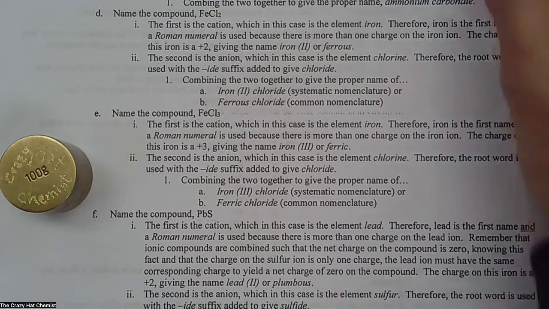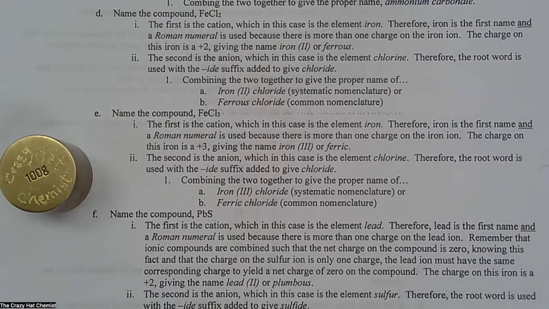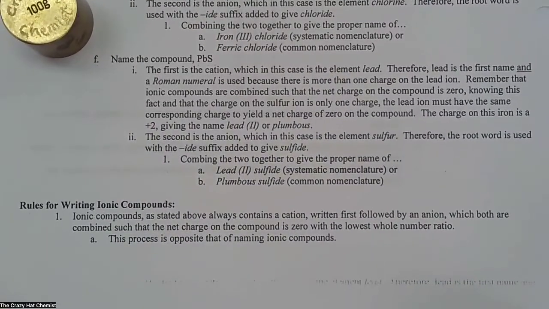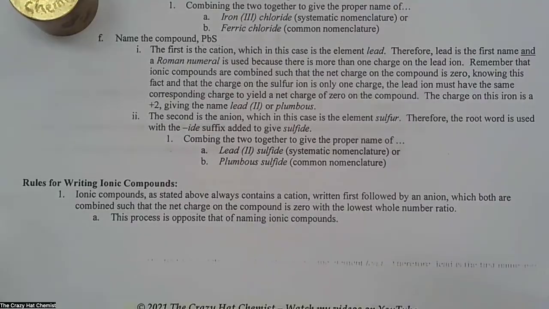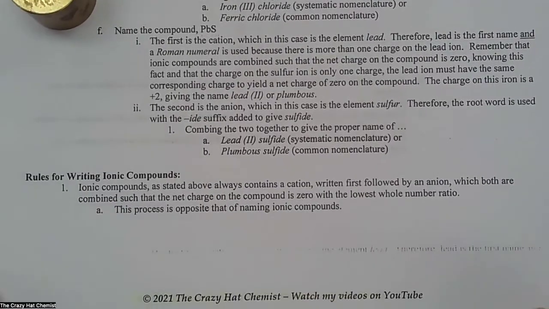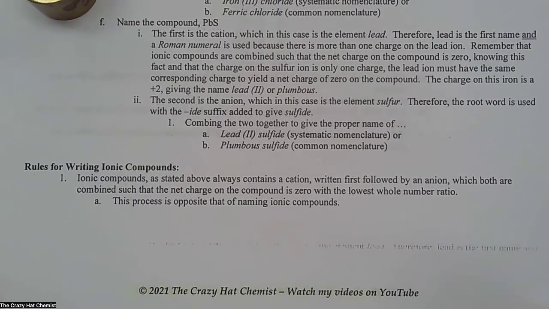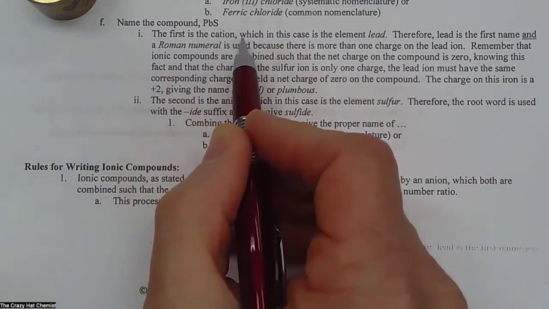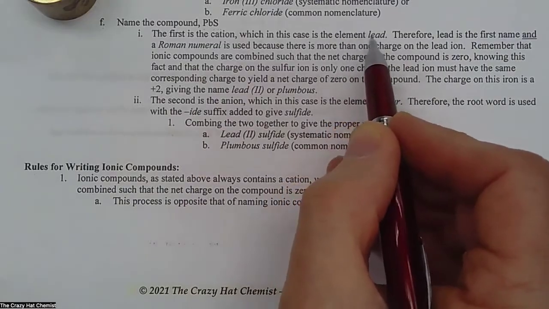All right. So we're actually almost done with the rules here, and then we're going to do some more examples besides these ones that I've spelled out for you. Okay, so just one more here. Name the compound PbS. The first is the cation, which in this case is the element lead.